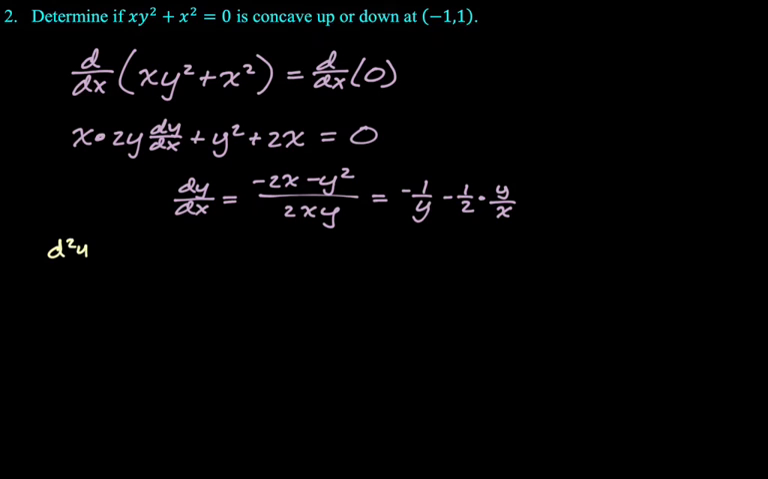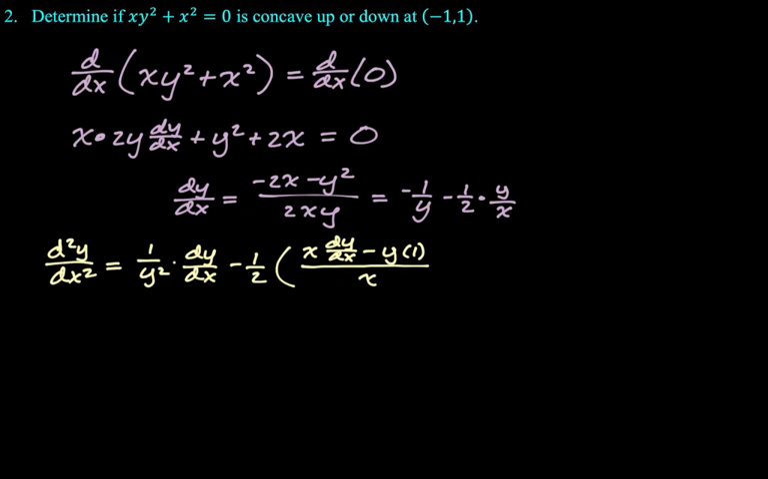So the second derivative. All right, so it's going to be the derivative of the first derivative with respect to x. So the derivative of -1 over y, or -1 times y to the negative first, is going to be 1 over y squared, but then times the derivative of y, so times dy/dx. And then for the second part, I actually need the quotient rule, so it's -1/2 the quantity: bottom, derivative of the top, minus top, derivative of the bottom, all over the bottom squared. That's kind of ugly, but I don't need to simplify it.